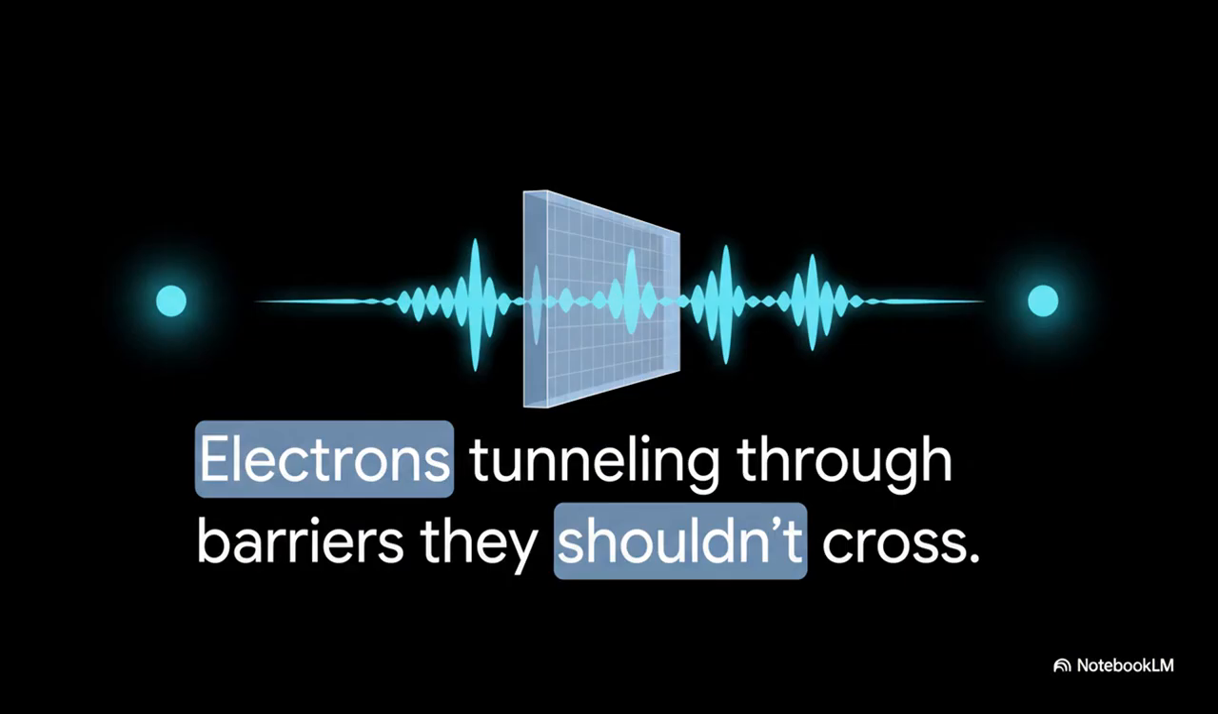Take this one, for example, electrons tunneling through barriers they shouldn't be able to cross. I mean, just picture it. A particle hits a solid wall and it just, poof, appears on the other side. It sounds like science fiction, right? But that's a real thing called quantum tunneling. According to the old rules of physics, it's impossible, but electrons do it all the time. And that impossible little leap, it's the whole reason the transistors in your computer's processor can switch on and off billions of times a second.